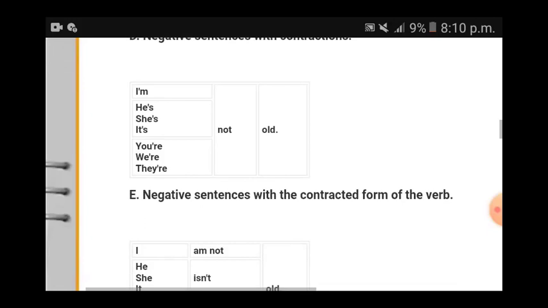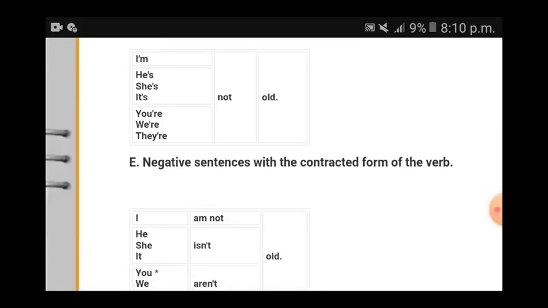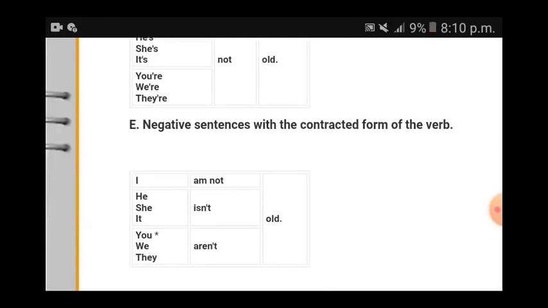أو بالطريقة الثانية negative sentences with the contracted form of the verb. نختصر الفعل مع أداة النفي not. لدينا الفعل الأول am لا يختصر مع not. إما نختصره بالطريقة الأولى I'm not أو نضعه كما هو I am not. I am not old. بينما فعلي is و are يختصران مع الأداة not: isn't, aren't.